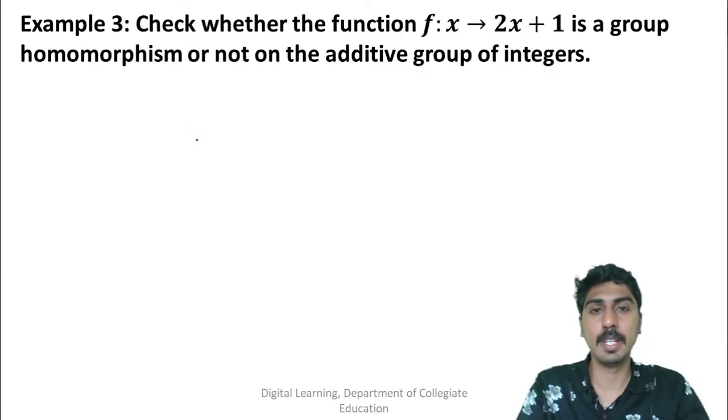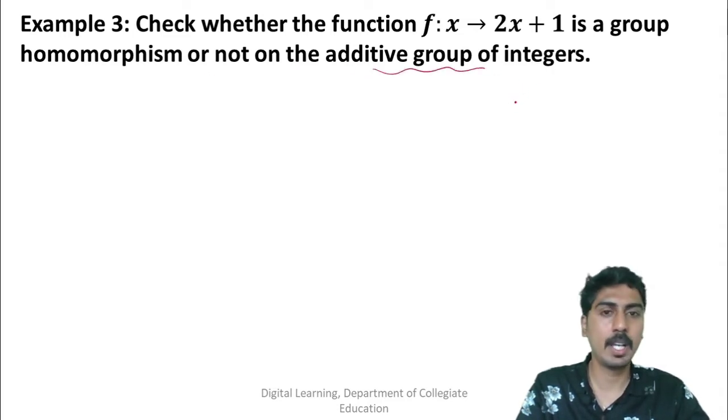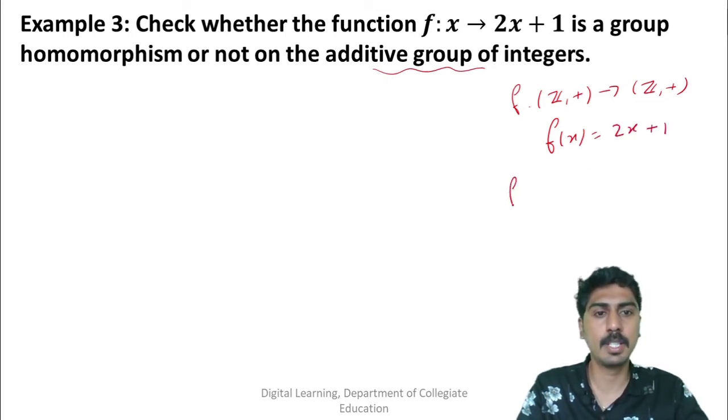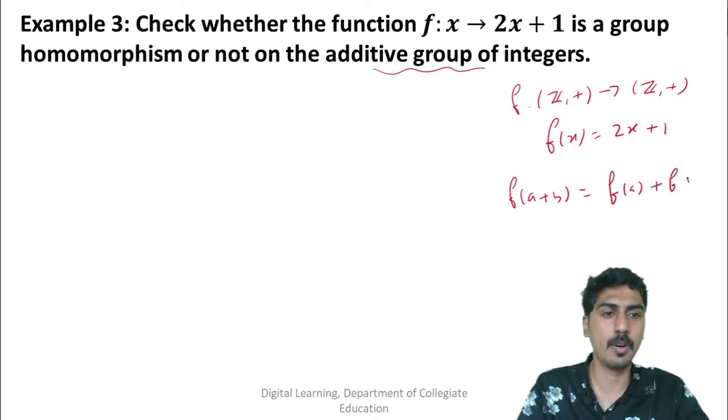Now consider the next example. Check whether the function f, which maps x to 2x plus 1, is a group homomorphism or not on the additive group of integers. The function f is defined from Z plus to Z plus by f of x equal to 2x plus 1. We need to check whether f of a plus b is equal to f of a plus f of b or not.